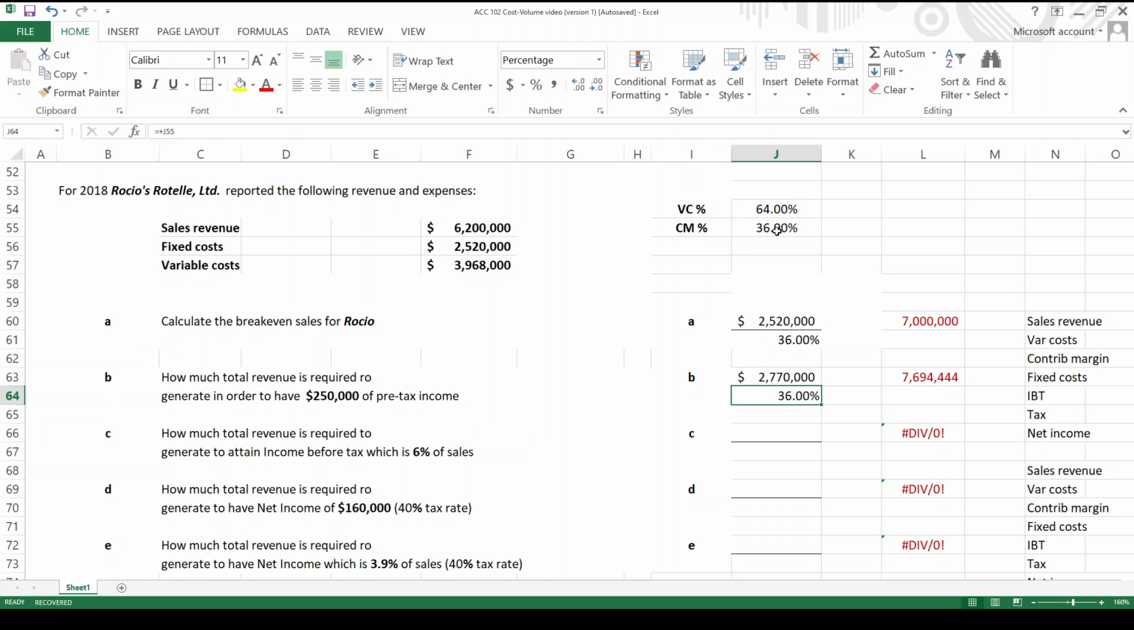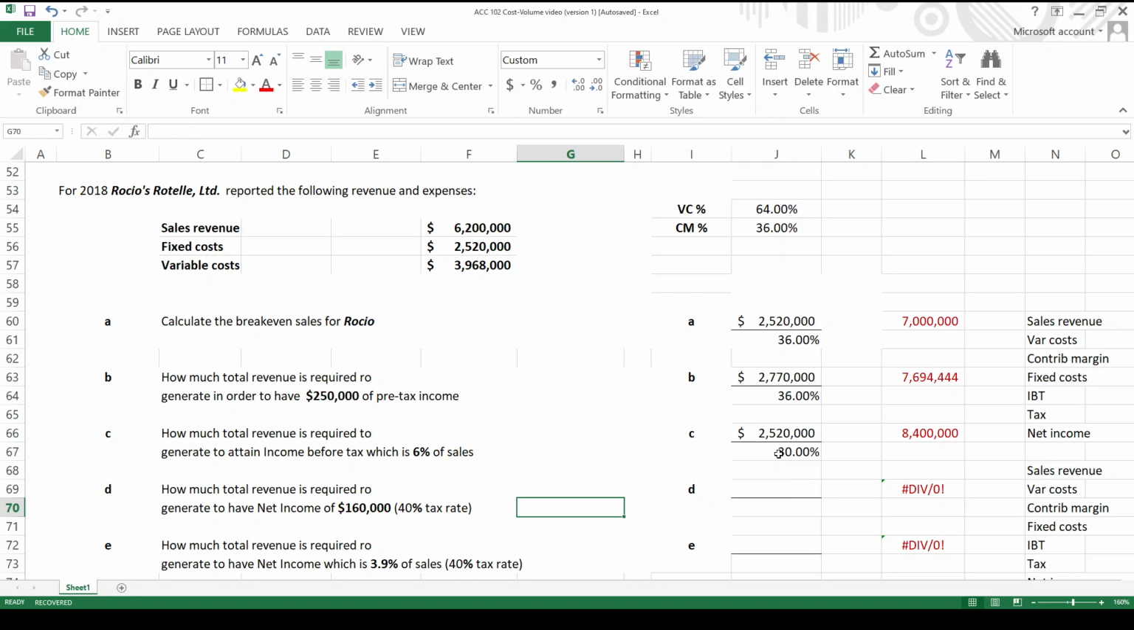Now, how much revenue do we need to get an IBT of 6%? Take our fixed costs and divide by the contribution margin reduced by the target IBT percentage, or in other words, take this 36% and subtract the 6%, and we get 0.30, 8.4 million.